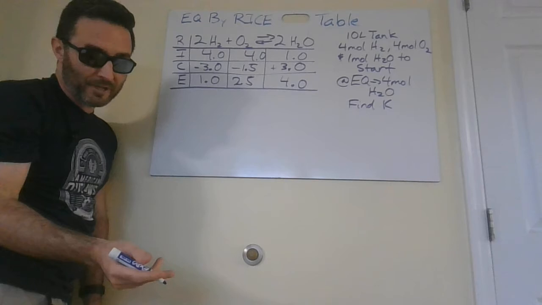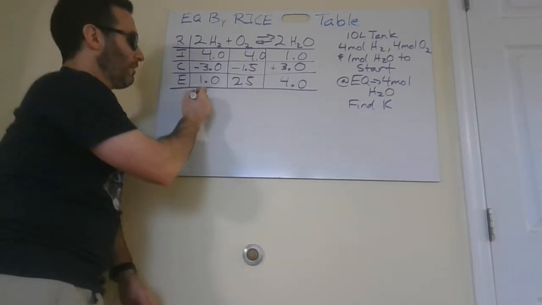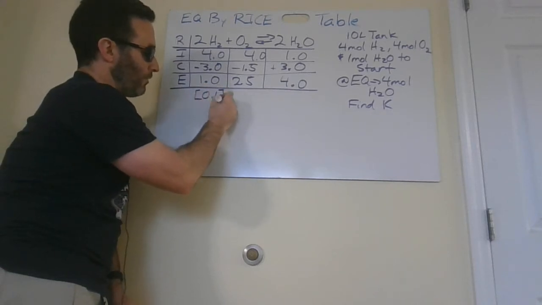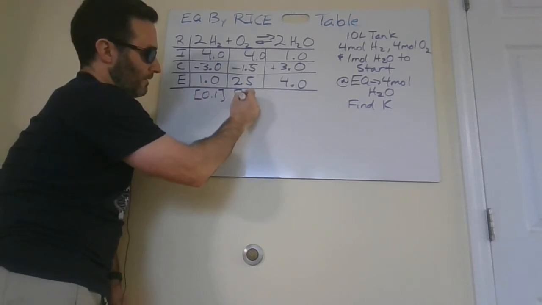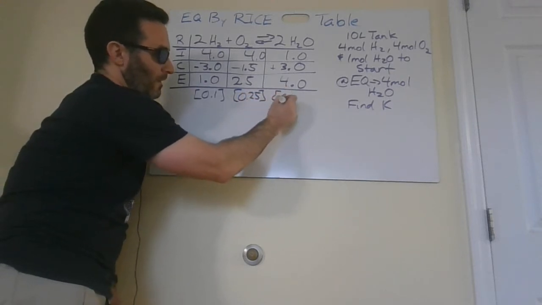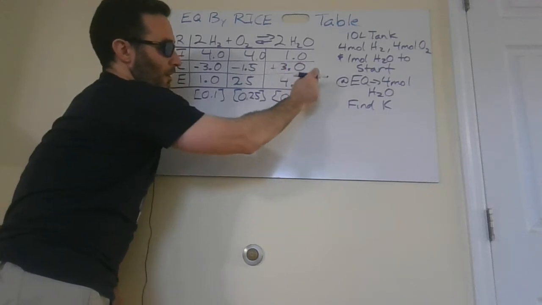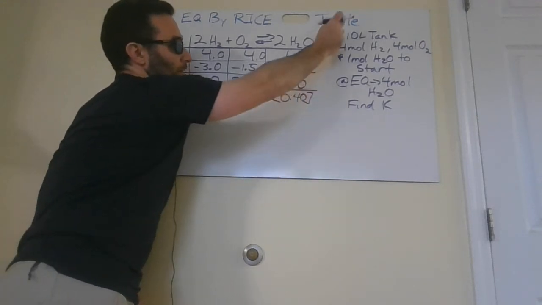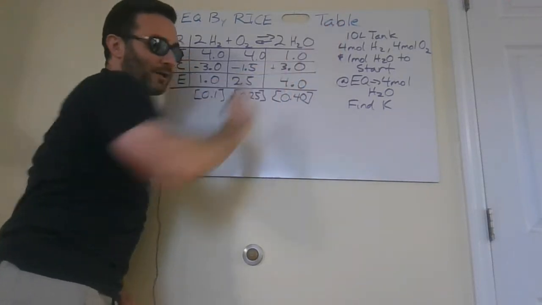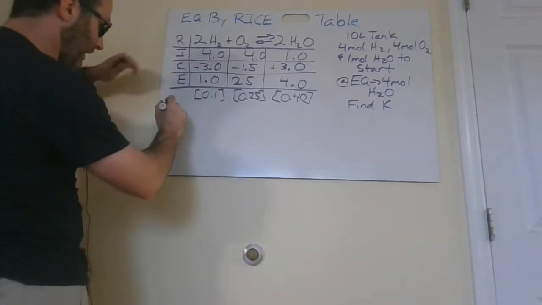Now we're in a 10-liter tank, so we've got to divide all these answers by 10 to get molarity. Well, that's easy. So this is a concentration of 0.1 molar. That's 0.25, and that's 0.40. Because again, we're taking our answers in moles here and dividing by 10. Moles divided by volume to get molarity. All right, let's solve for K.